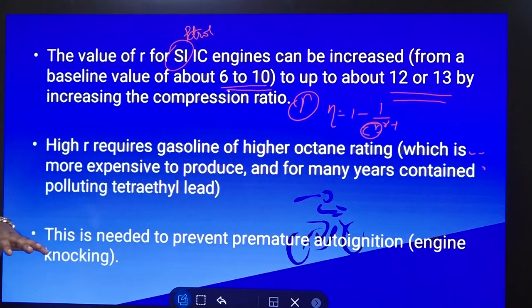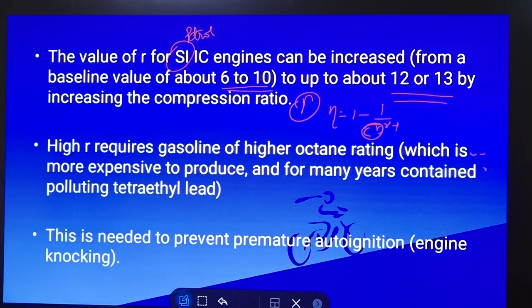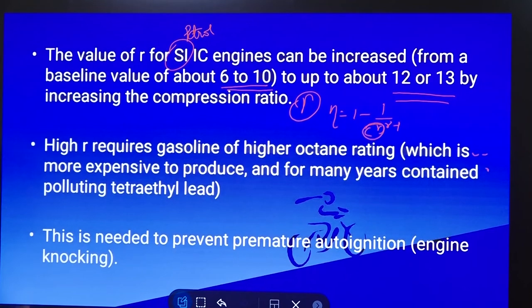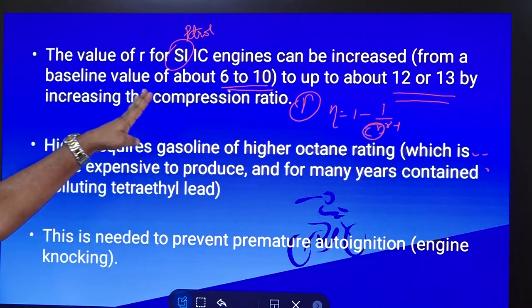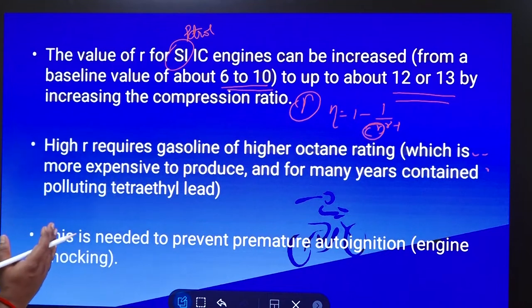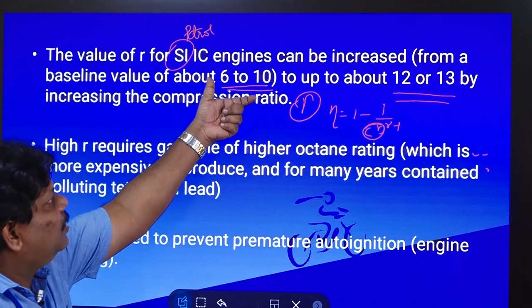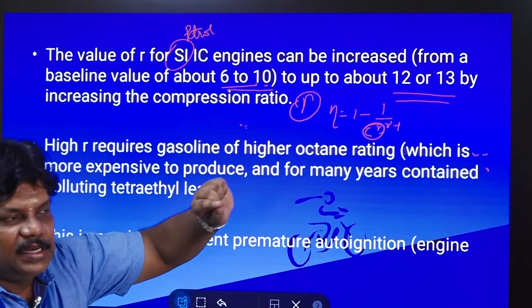This higher rating gives you the performance of the engine. So a higher R requires gasoline of a higher octane rating, but it is limited. This is needed to prevent premature auto ignition, that is engine knock. If you want to achieve this higher R, you have to increase the value of the octane rating, but you may be subjected to engine knocking. So it is not possible to improve beyond this, although it can be achieved beyond this value of 10, but it is limited.